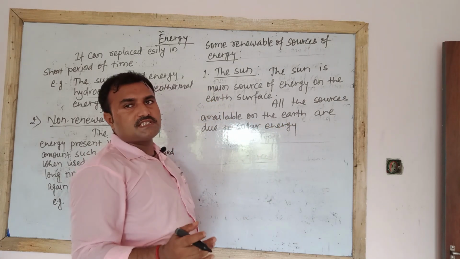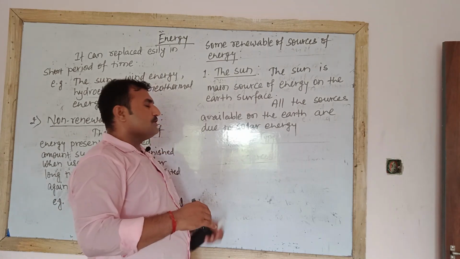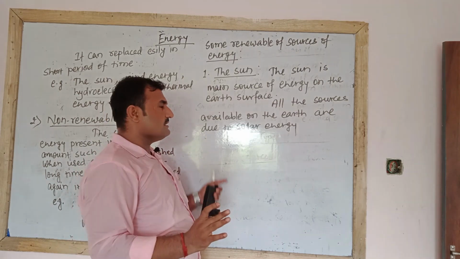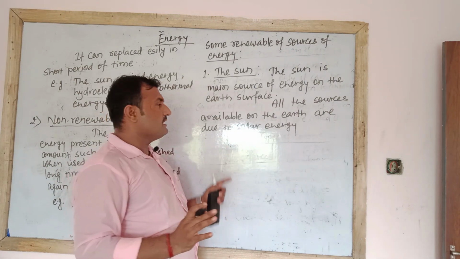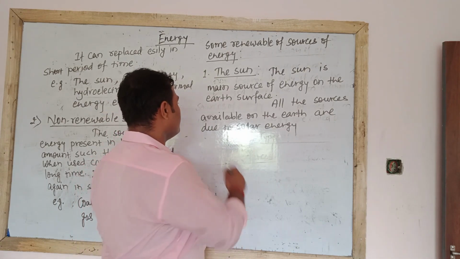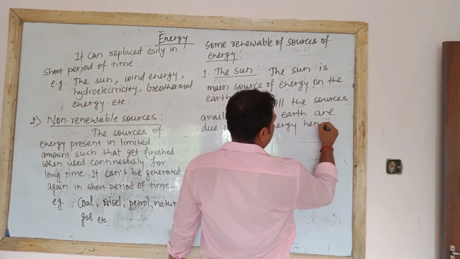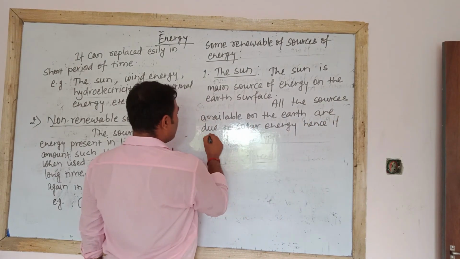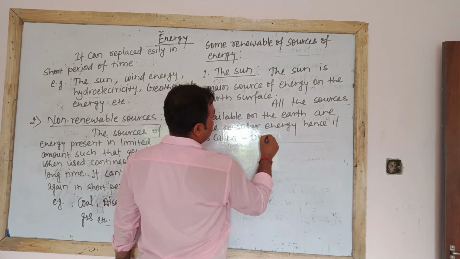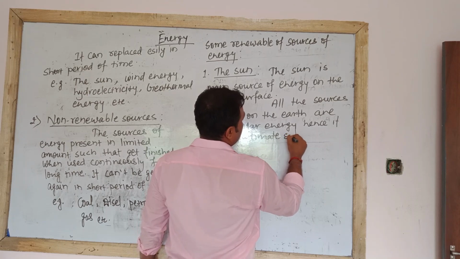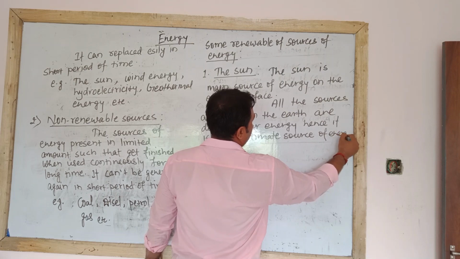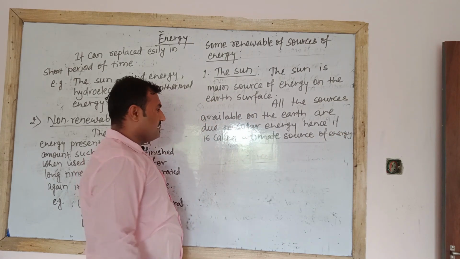All the available sources on the earth's surface are due to the solar energy. It means dependent on solar energy or outcome of solar energy. Hence, the sun is also known as ultimate source of energy. Hence, it is called ultimate source of energy, or main source of energy.